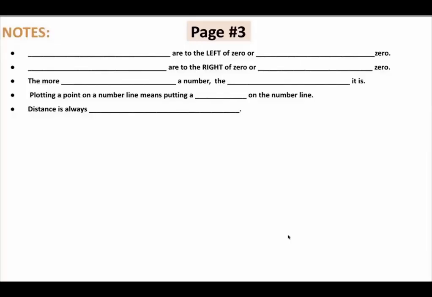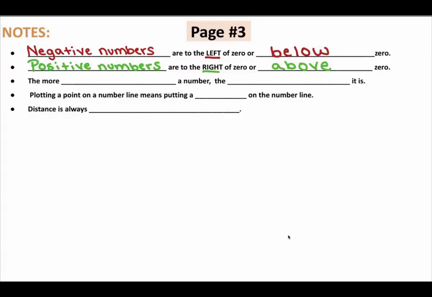Take a look at the top of page 3. Make sure you're writing down these notes with me. Negative numbers are to the left of 0 on a horizontal number line or below 0 on a vertical number line. Positive numbers are to the right of 0 or above 0 on a vertical number line.